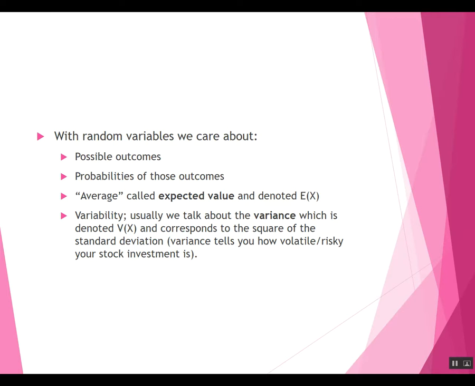When we talk about random variables, the things we care about are what numbers could come out, what the outcomes are, and what their probabilities are. We're interested in the average outcome, which is called the expected value, and we use E of X to talk about that. We're also interested in how variable the outcomes are. Usually we talk about the variance, which is denoted V of X, and it corresponds to the square of the standard deviation. Variance would tell you, in a stock portfolio, how risky, how volatile the investment is.